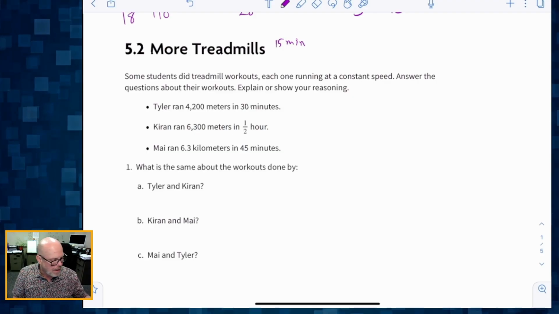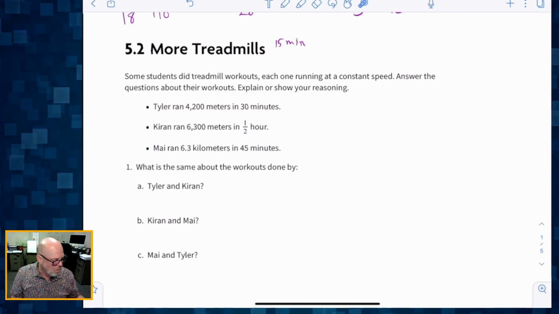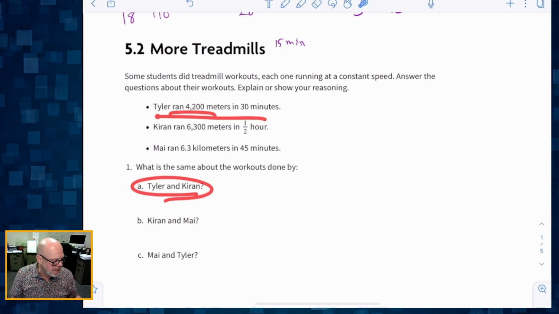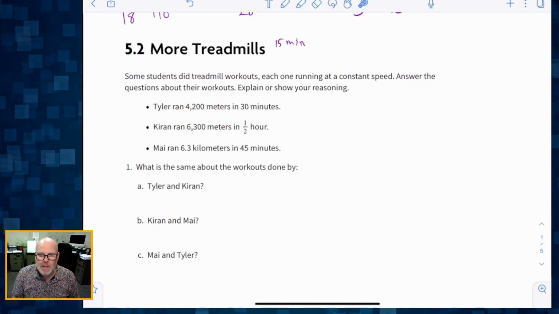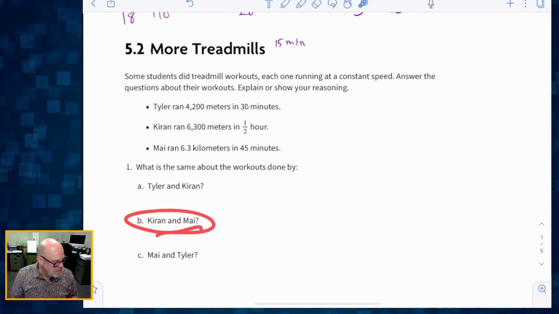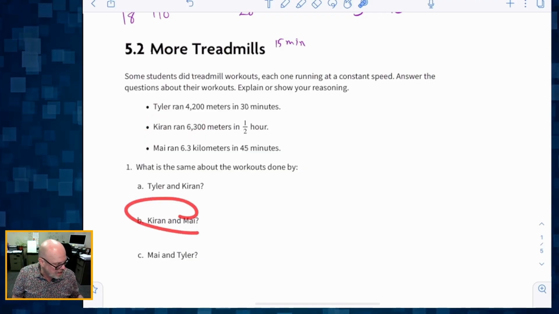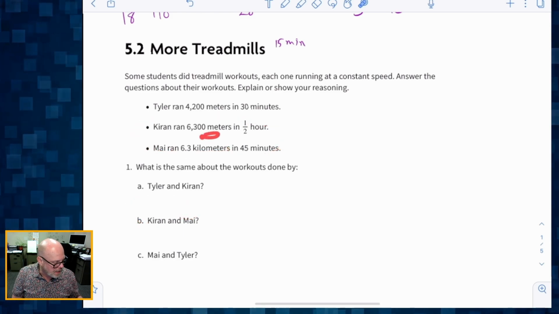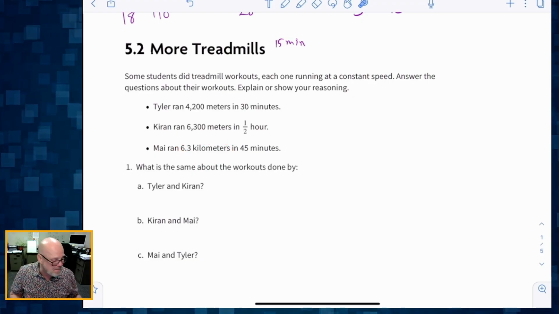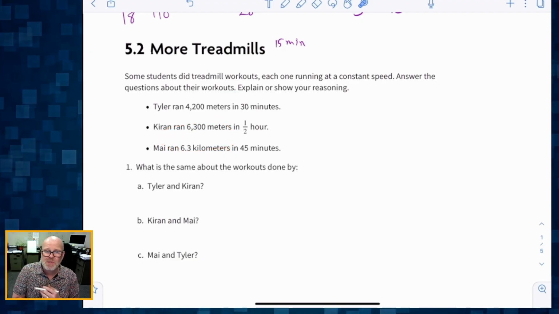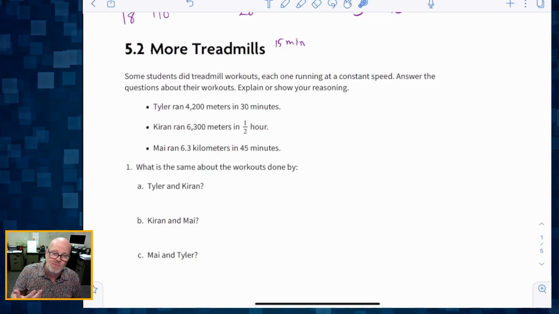So first off, teachers, what we want is for students to be thinking about what is the same in this case between Tyler and Kieran? Well, we can see that they both ran meters. And then what is the same about Kieran and Mai? Kieran ran in meters, but Mai ran in kilometers. But what's the same? Well, that's the same distance. 6,300 meters is the same as 6.3 kilometers.